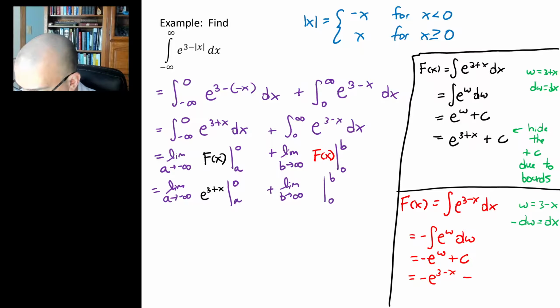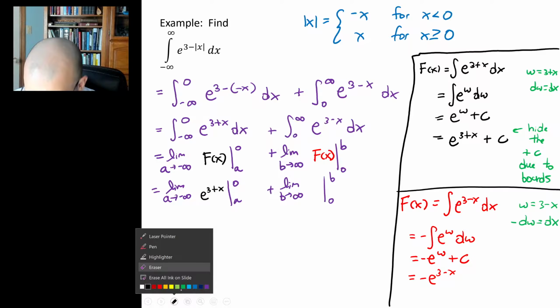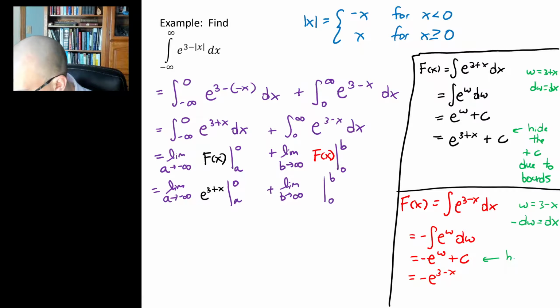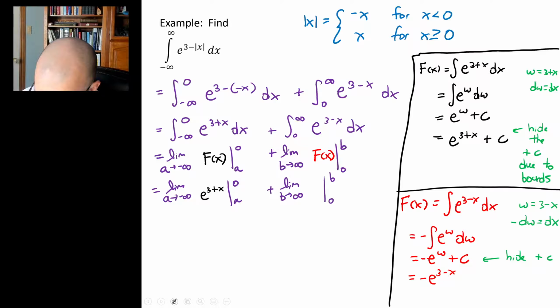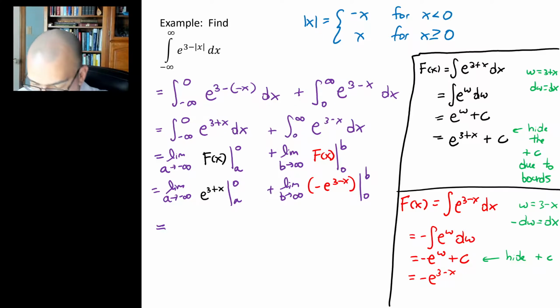Oh, no plus c. We can ignore the plus c once again. Okay, so that's going to be what I put there: negative e to the 3 minus x evaluated from 0 to b. Okay, plugging in the bounds now.